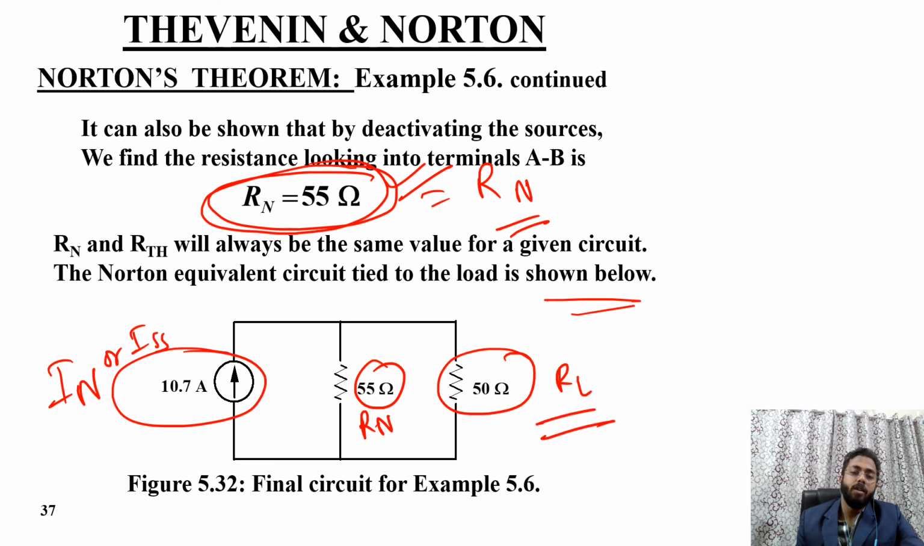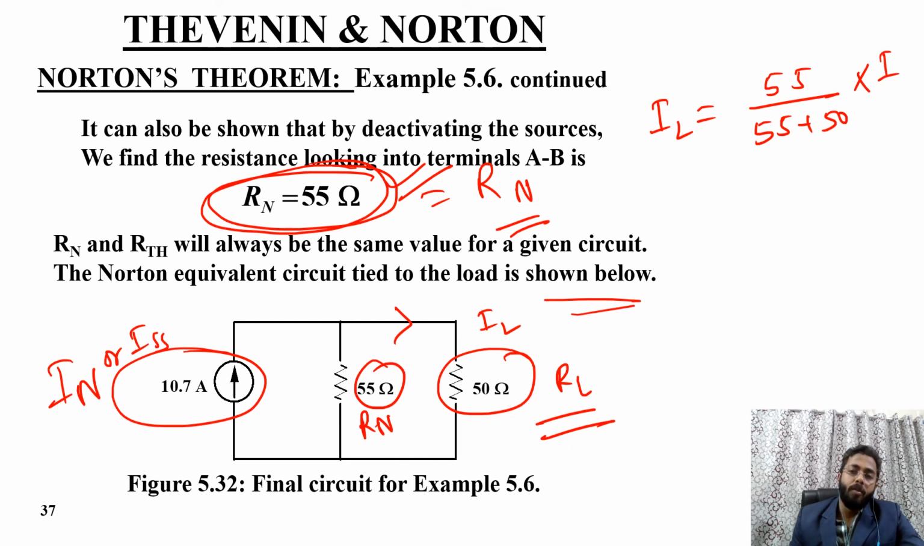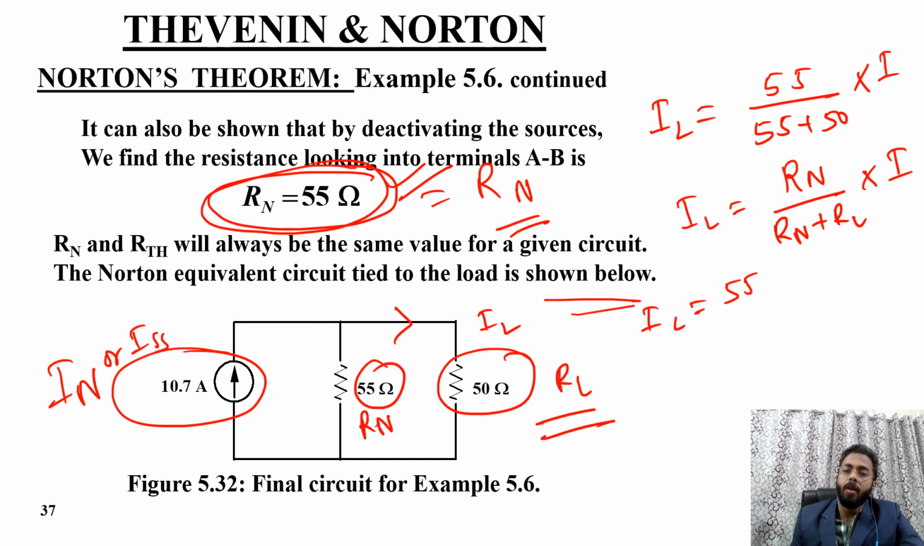And this is the load resistance. After this you can apply the current division technique. What is the current in the load? The current in the load IL is equal to 55 by 55 plus 50 into the total current. So the formula is IL is equal to RN by RN plus RL into I. Solving this, IL is equal to 55 by 55 plus 50 into 10.7, which is 55 over 105 into 10.7 ampere.